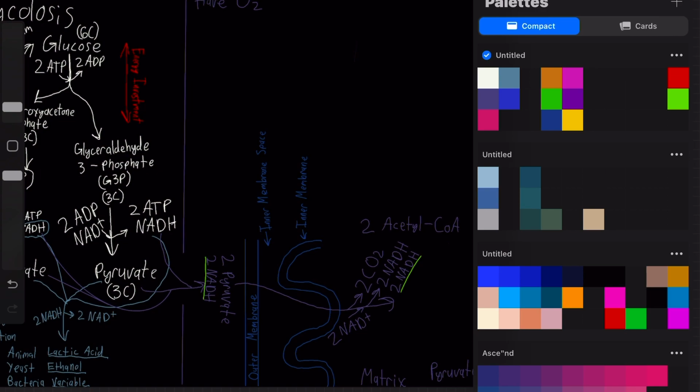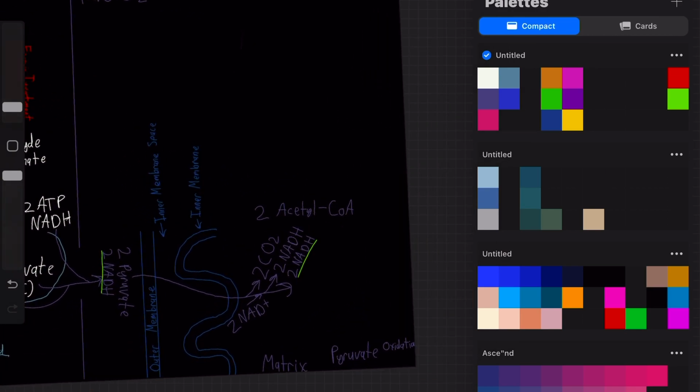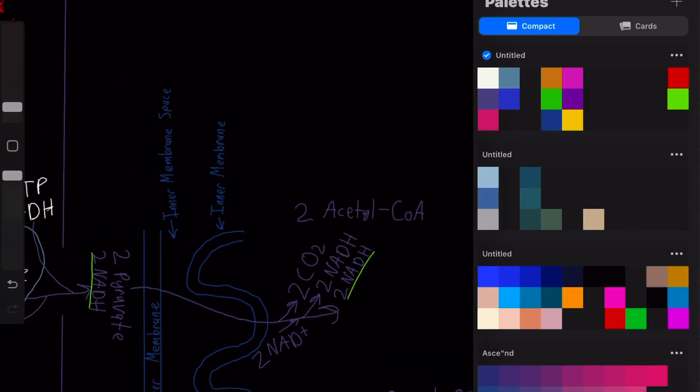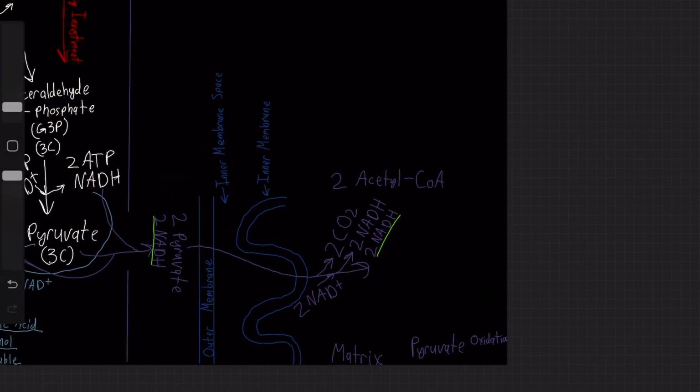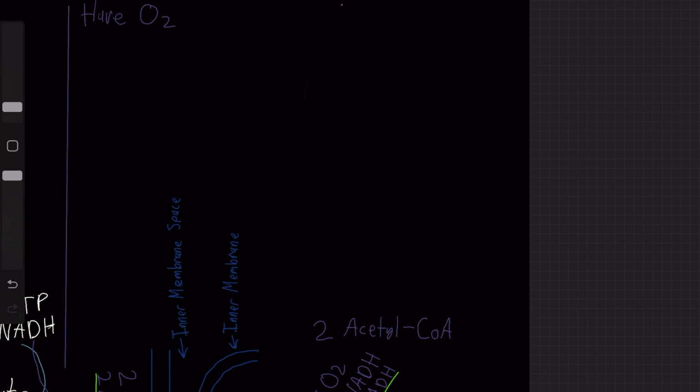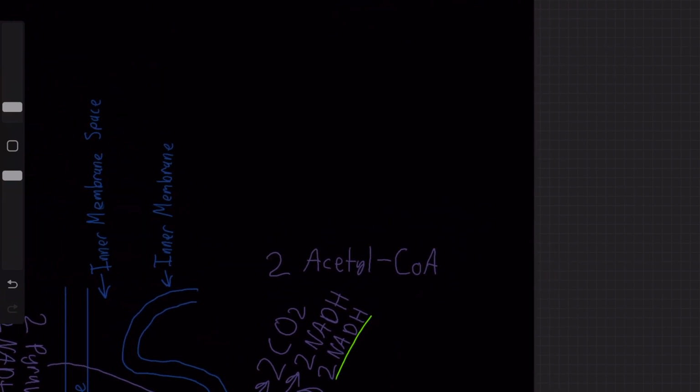Now we'll move over to the next section, which is going to be Krebs cycle or citric acid cycle. We either call it Krebs cycle or the citric acid cycle. Now, we start off with two acetyl-CoAs.